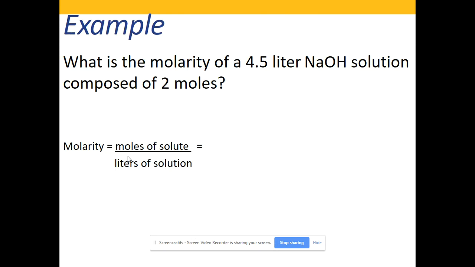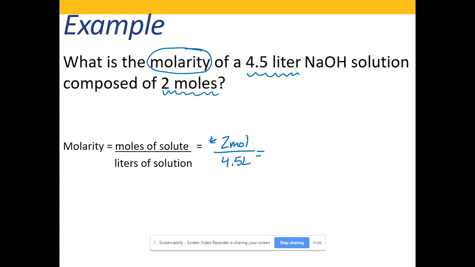We're going to look at two examples together. In our first one, they are asking us what is the molarity of a 4.5 liter sodium hydroxide solution that is composed of 2 moles. We already have the equation set up. Molarity is going to be moles of solute divided by liters of solution. Our problem tells us that we have 2 moles and we have 4.5 liters.